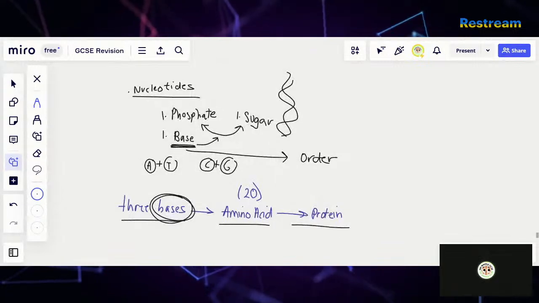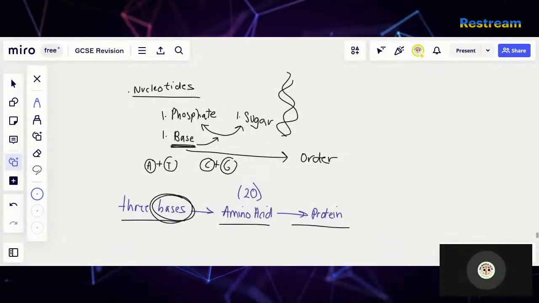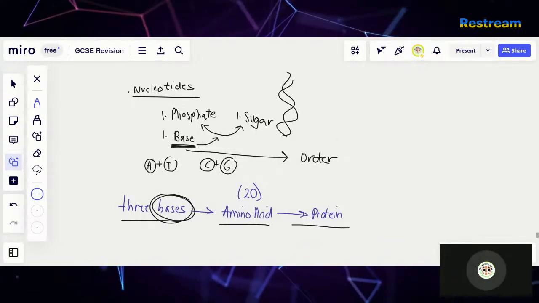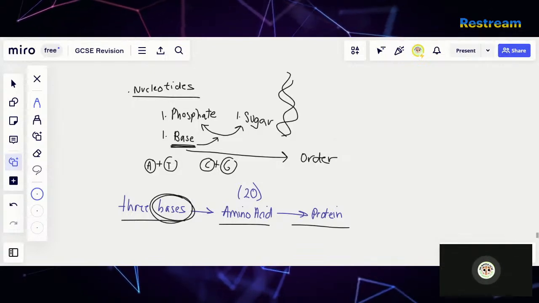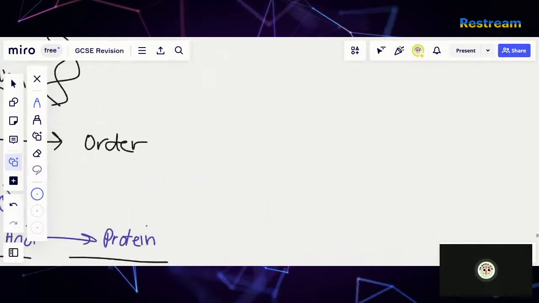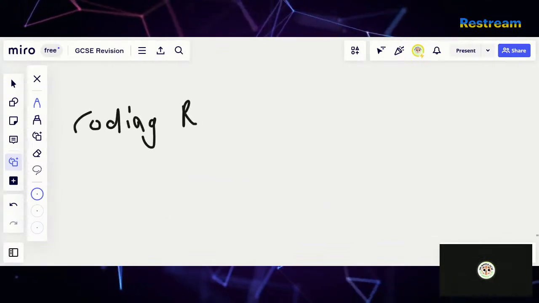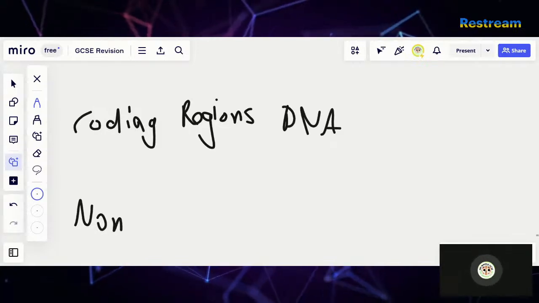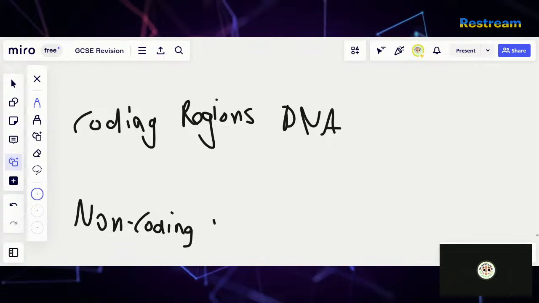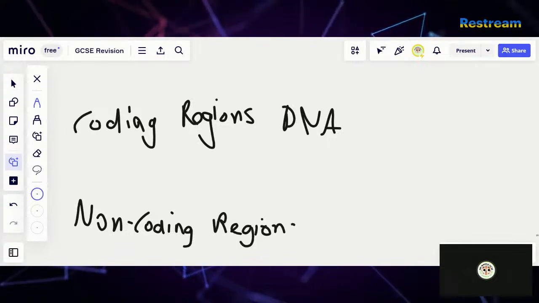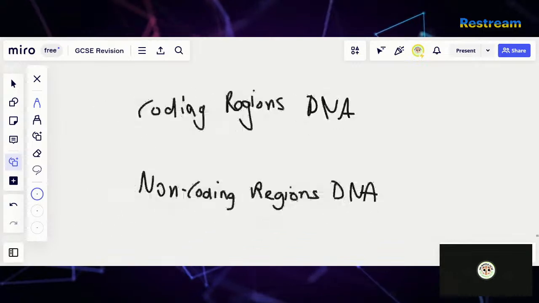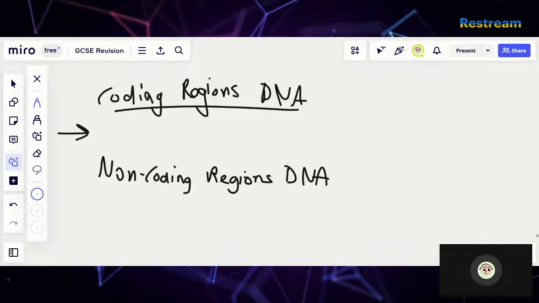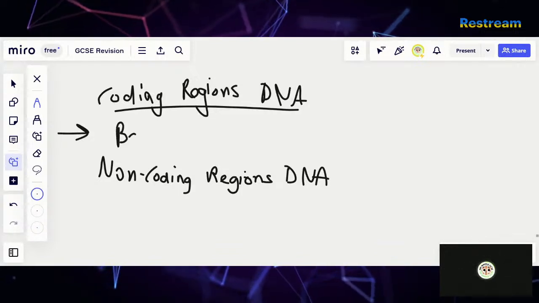Now, it's important to remember that there are also parts of the DNA that don't code for proteins. These regions are called the non-coding regions. So we've got the coding regions of DNA, and then we've got the non-coding regions of DNA. So the coding regions of DNA are the things we've just talked about: the bases, the amino acids, the proteins, etc.